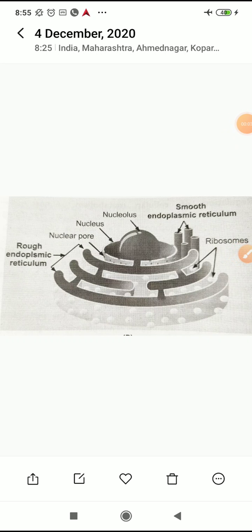Ribosome. Ribosomes are tiny spheroidal dense particles having about 150 to 200 angstrom diameter and contain equal amounts of RNA and proteins. Ribosomes are found in all cells.